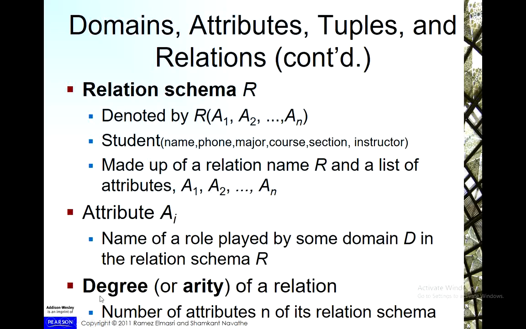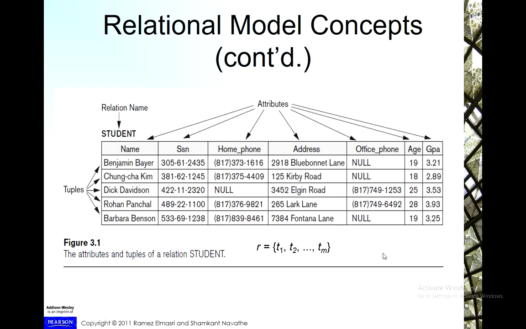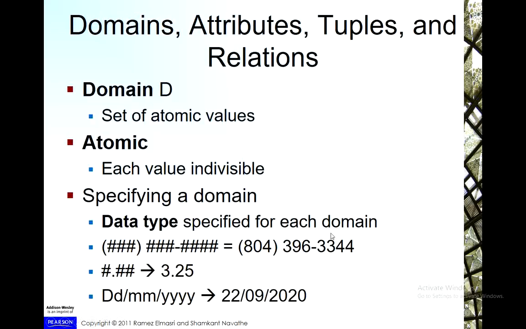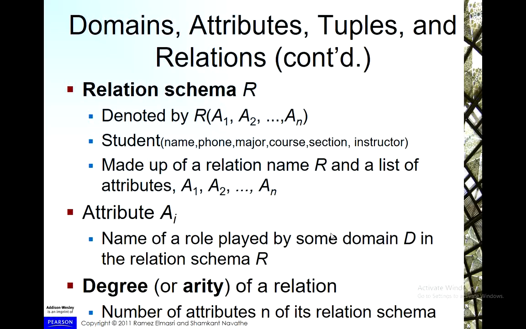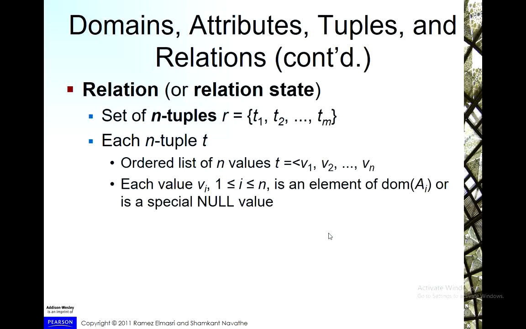By the degree of a relation we mean the number of attributes of its relation schema. That means this one, for example, has 1, 2, 3, 4, 5, 6, 7 different attributes. So the degree of the relation is the number of attributes in that specific relational schema.